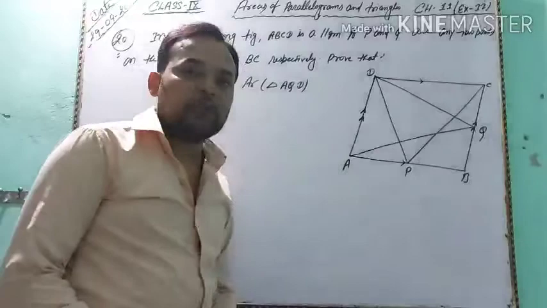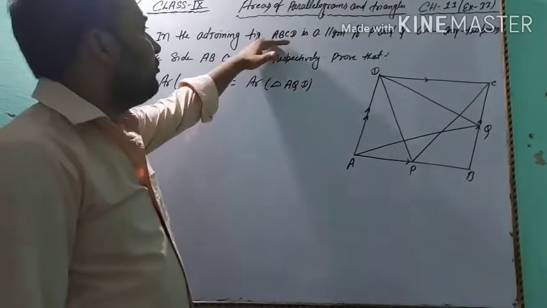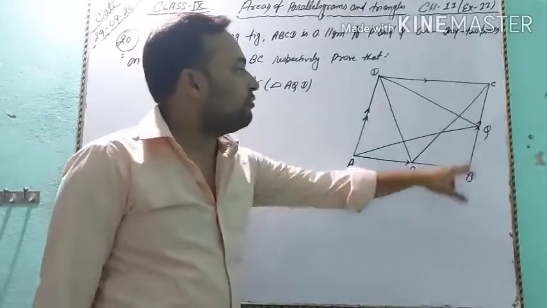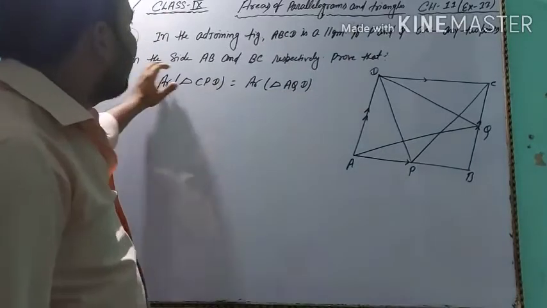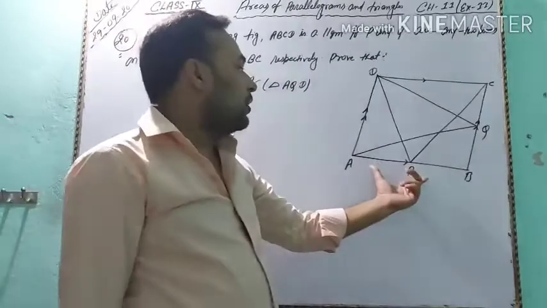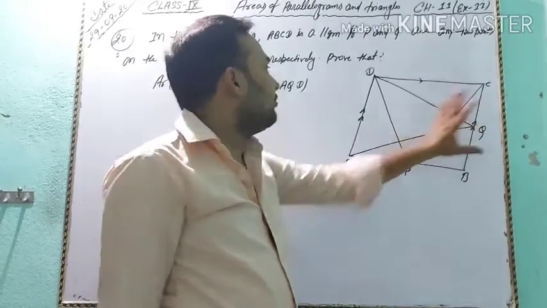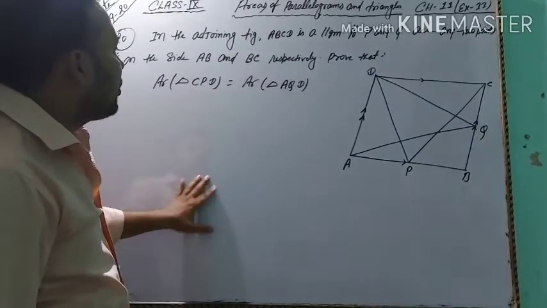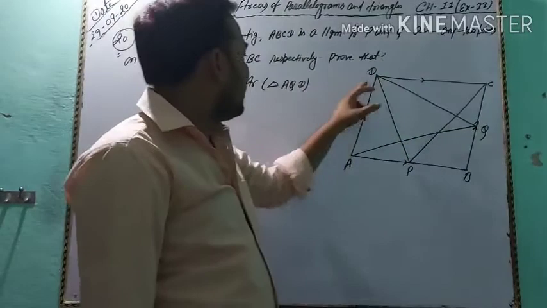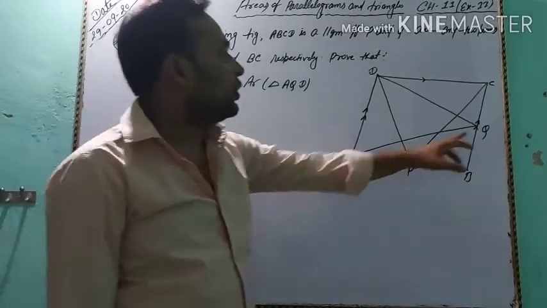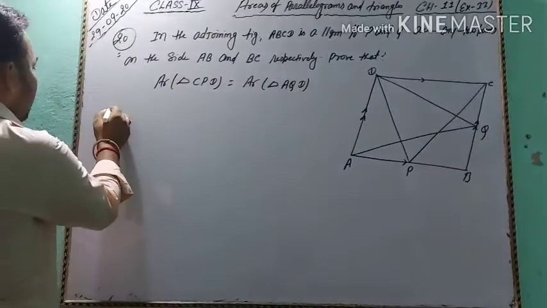Okay students, our next question is question number 20. In the adjoining figure, ABCD is a parallelogram, and P and Q are two points on the sides AB and BC respectively. Prove that area of triangle CPD is equal to area of triangle AQD. Okay, so let's start, students, solution.